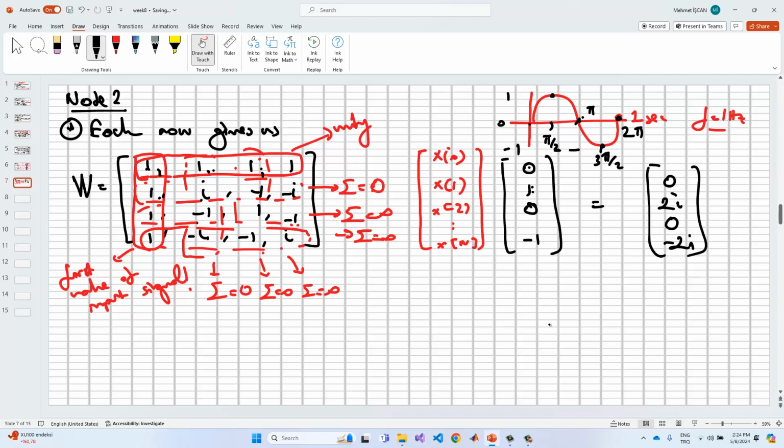This is the sinus signal. For example, if we are using the unity signal, we can calculate it. This is the unity signal, 1, 1, 1, 1, right? 1, 1, 1.